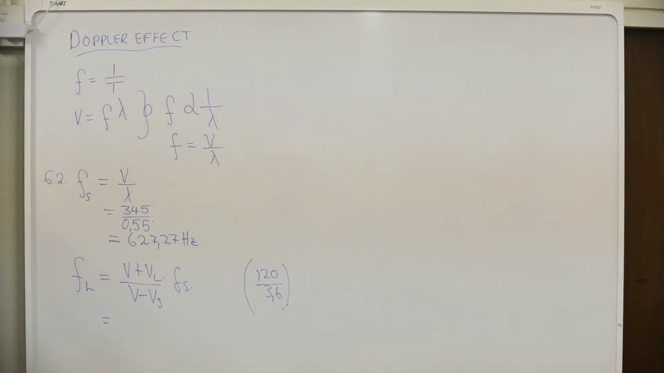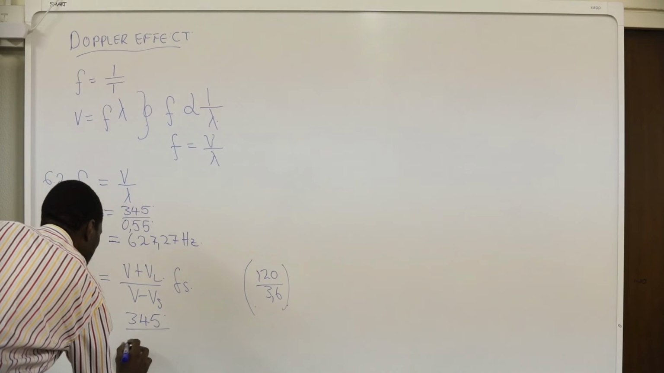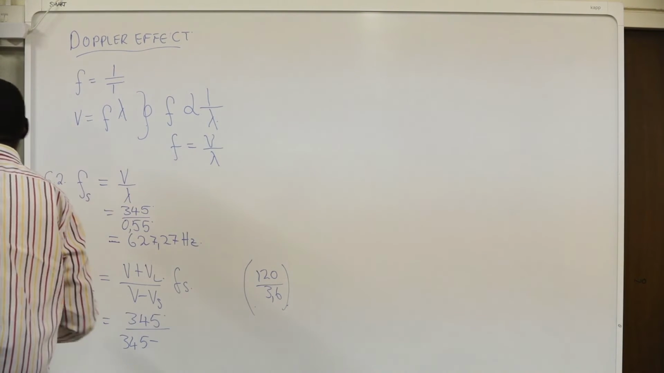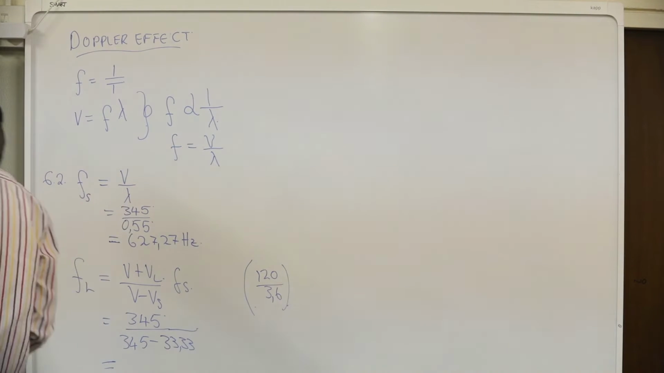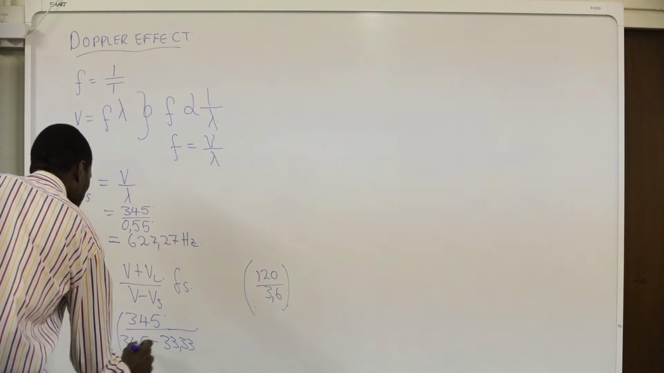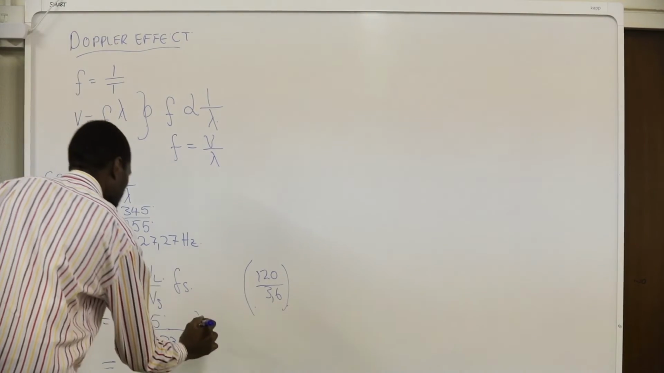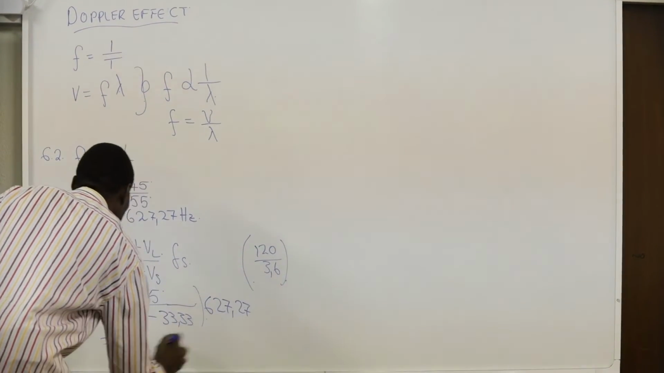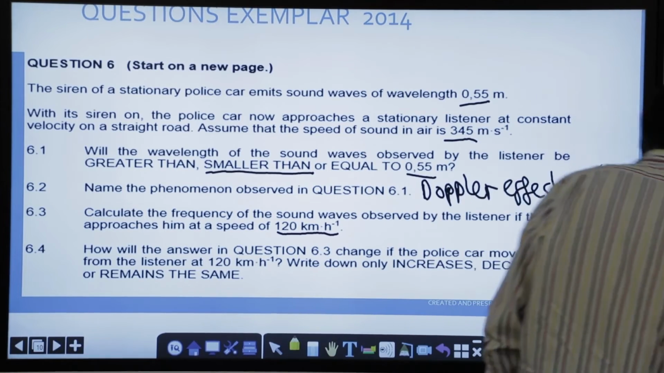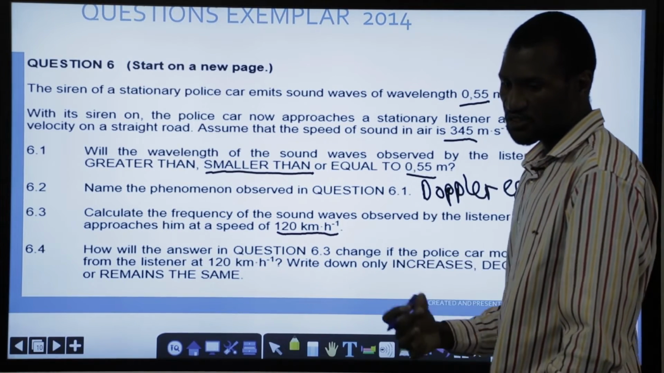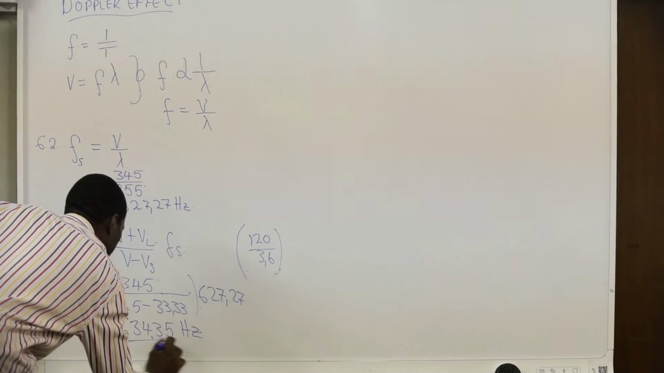That should be a simple calculation where we get 345 at the top because the listener is stationary, over 345 minus 120 divided by 3.6, which is 33.33 to 2 decimal places, multiplied by the frequency of the source, which we have calculated already as 627.27. Our final answer there is going to be 694.35 hertz.